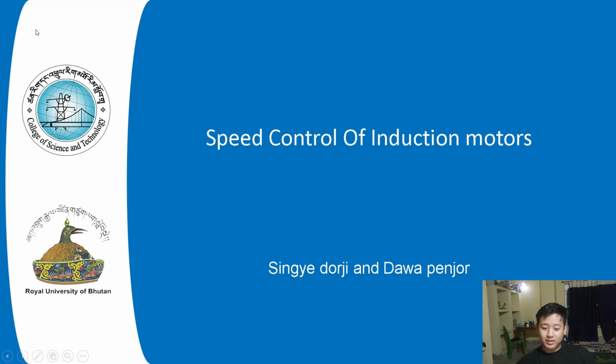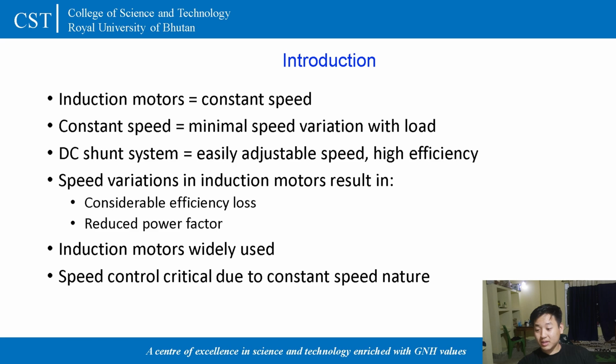Hello guys, today I'm going to talk about the speed control of induction motor. Firstly, to talk about the induction motors. Induction motors are typically constant speed motors. A constant speed means minimum speed variation with load, relative to total loading level. In contrast, the speed of the DC system can be easily adjusted.